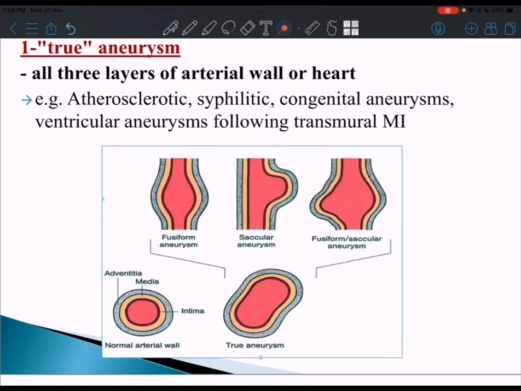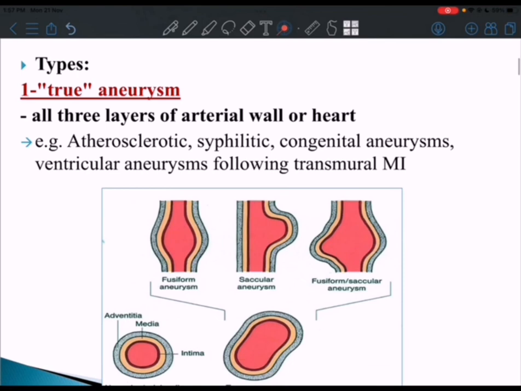So we can say that according to this, we have true aneurysm in which all three layers of the arterial wall or the heart are involved. There are many things that can lead to this form of aneurysm: maybe atherosclerosis, maybe syphilis, maybe congenital aneurysms, maybe ventricular wall aneurysms following transmural myocardial infarction.